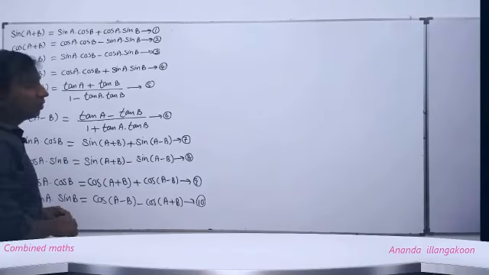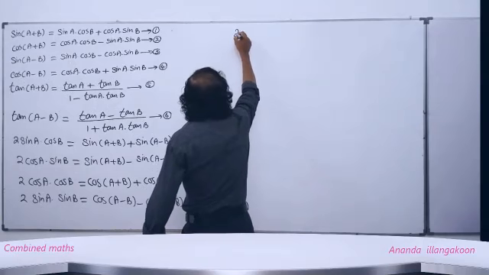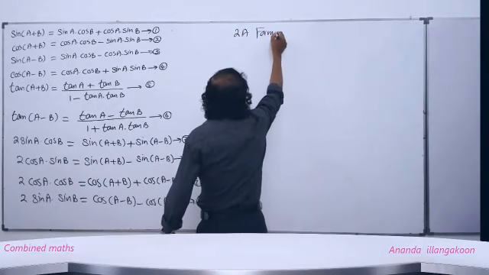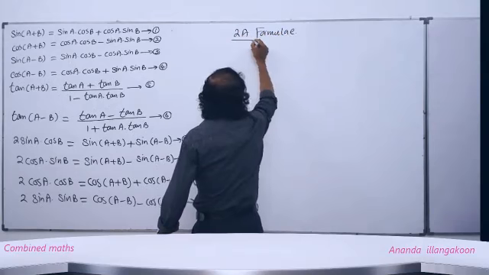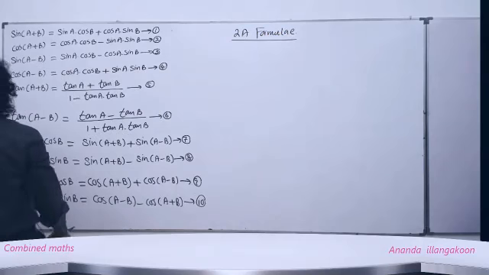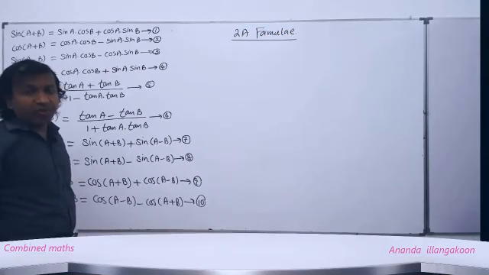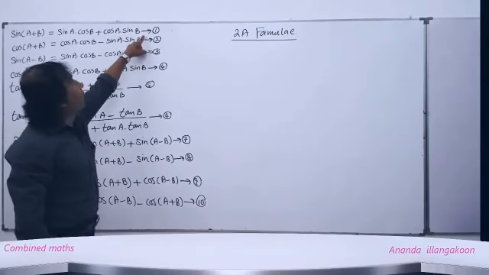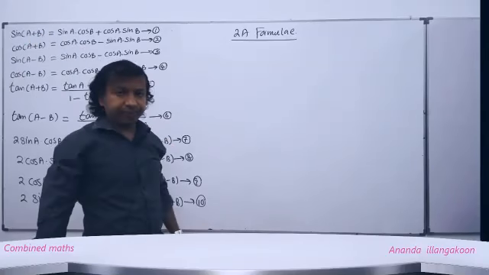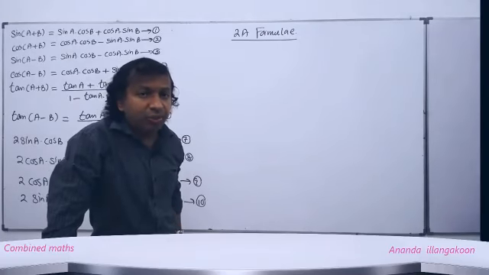Okay, now people, next we take the 2A formulae. Write down the next heading as 2A formulae. To take this, the first 2A formula, number 15, is this. In number 1, for this capital B, we put capital A. In formula number 1, in place of angle B, we put capital A.